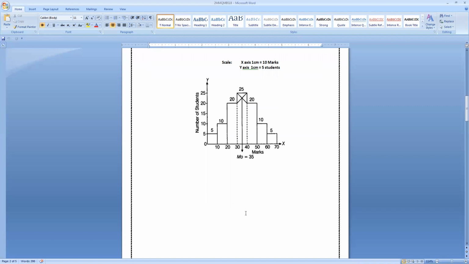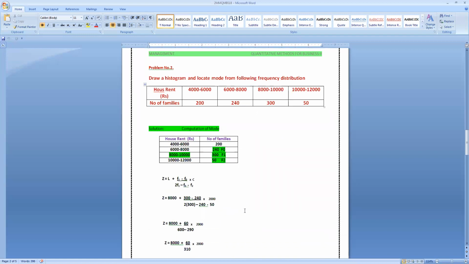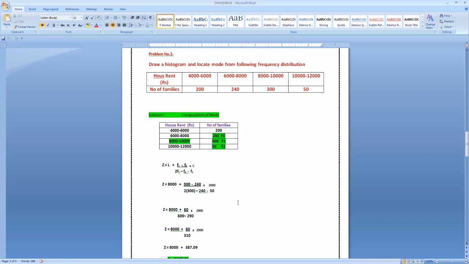This is how we calculate and show exactly the value of the mode on the histogram. Let us see the second question. We have to draw a histogram and locate the mode from the following distribution. One is house rent, which is given in rupees, and the next one is the number of families. The house rent is given in the class intervals of 4,000 to 6,000, 6,000 to 8,000, 8,000 to 10,000, and 10,000 to 12,000. The numbers of families are 200, 240, 330.